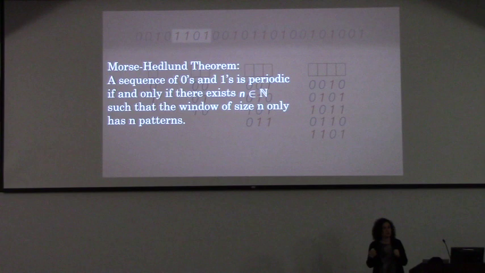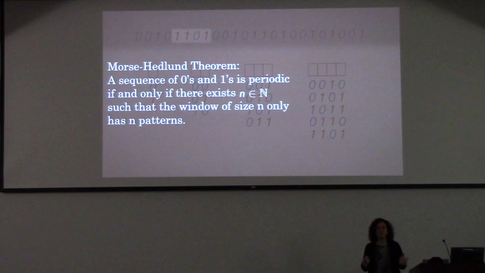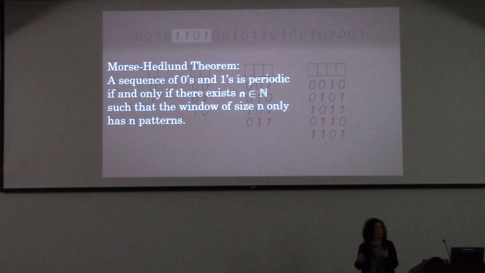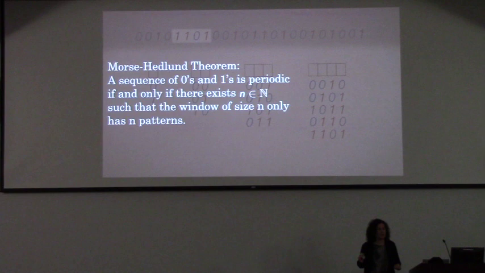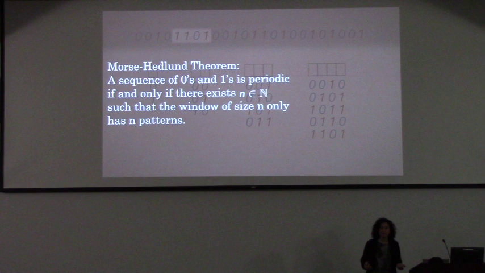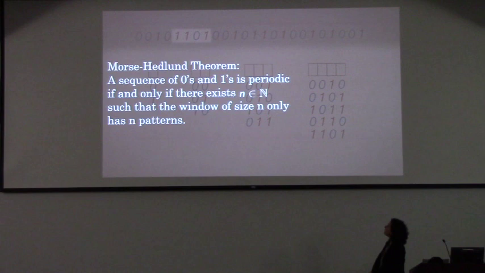So the periodic sequence that we saw, the window size was 8. There were 8 ways to fill in any window of size 8. The non-periodic, by this theorem, there is no window. You look at a window of size 100, there'll be at least 101 ways to fill it in. You look at a window of size 1,000, there's at least 1,001 ways to fill it in.